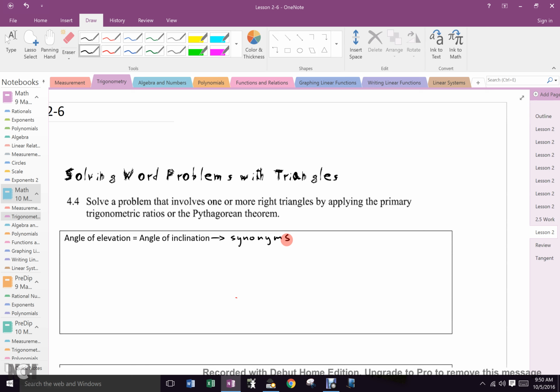What do they mean? What does the word elevate mean? To go up, right? So an angle of elevation is an angle that goes up. How do I measure an angle? What is needed to make an angle? How many lines? 2.